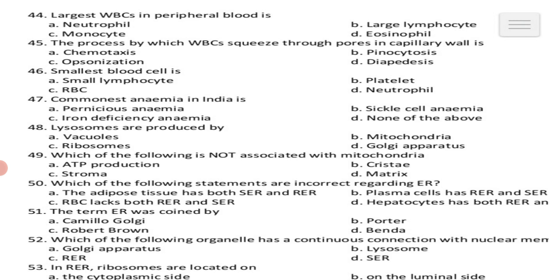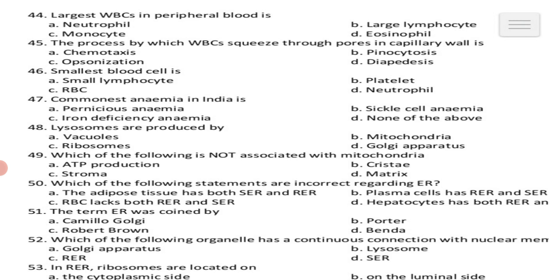Question number 47, commonest anemia in India is? Option C, that is iron deficiency anemia, is the commonest anemia in India. Then question number 48, lysosomes are produced by? The lysosomes are produced by the Golgi apparatus. They are formed by budding of the Golgi body.